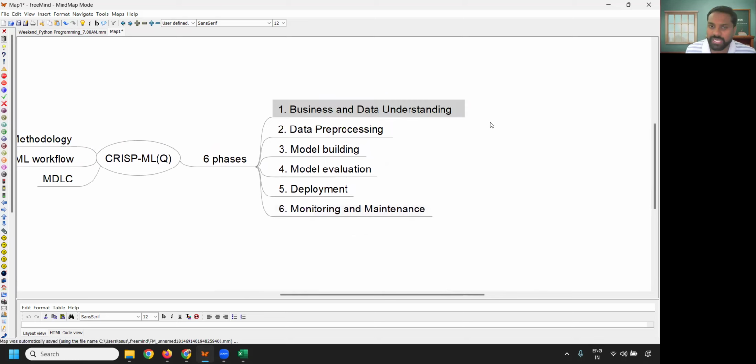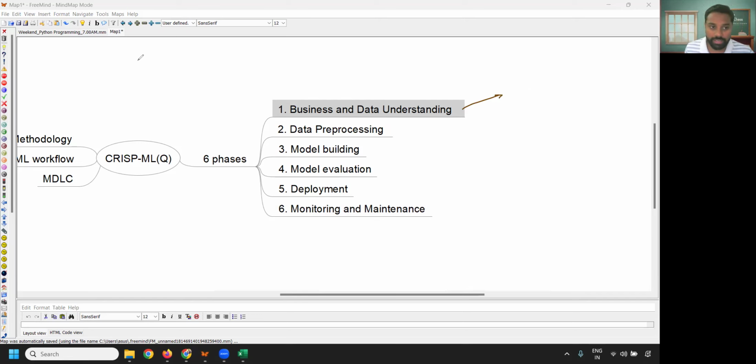Business and data understanding, of course, we need to gather all the requirements. We need to understand what data we are dealing with. Then we need to understand where the data is residing. Then we have to get the data. After getting the data, again, we have to do statistical analysis to understand the meaning of that data, right? It is all part of business and data understanding. We'll discuss in detail in the weekend sessions. But now, what we are talking about here is gathering the information about business requirements.